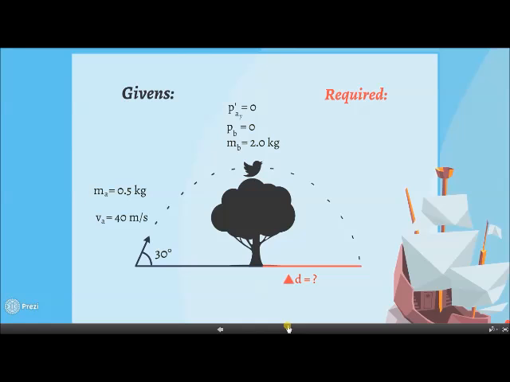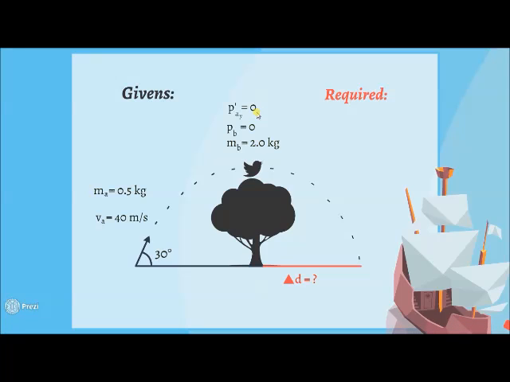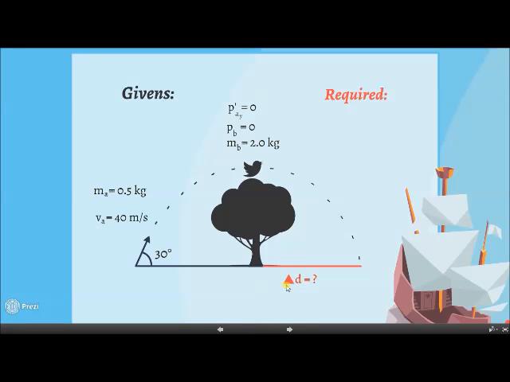First, write the givens and the required. The mass of the arrow is 0.5 kilograms. The initial speed of the arrow is 40 meters per second at 30 degrees to the horizontal. The mass of the bird is 2 kilograms. The initial momentum of the bird is 0. The vertical momentum of the arrow after collision is also 0. We are looking at the distance traveled after the collision.